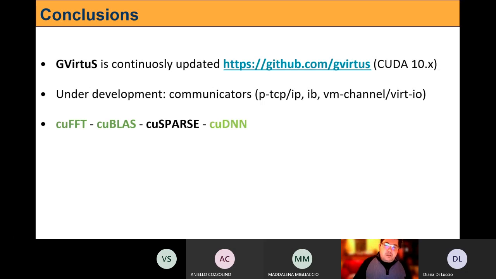Now we are developing other kinds of communication. Recently, we released cuDNN for deep neural network applications, but we still have to implement cuSPARSE, for example, in order to have TensorFlow working in GVirtuS on the cloud.